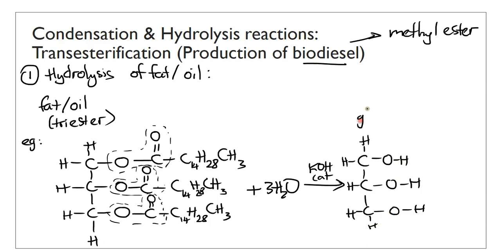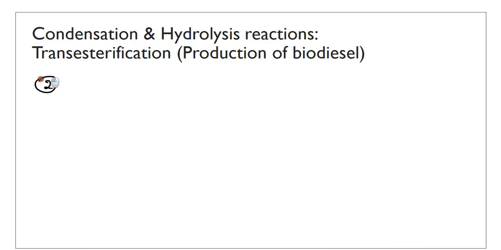This is actually called glycerol, which you can use to make soap and some other things. And the C double bond O is going to reform the OH. So you're going to get 3 of this thing, which I'm just going to flip. So CH3, C14H28, COOH. So the first step, hydrolysis of fat and oil, produces 1 glycerol molecule and 3 fatty acids, which are still carboxylic acids. Now the second step of trans-esterification is the condensation reaction to make biodiesel.